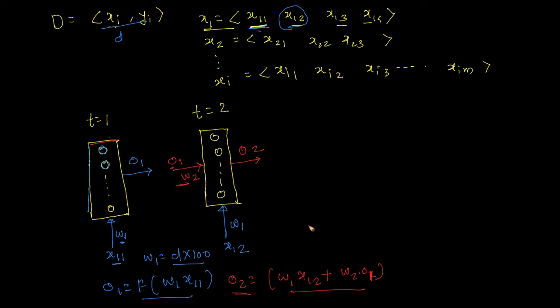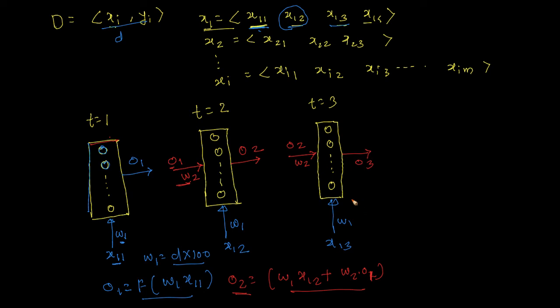Now, in the third step, at time equal to 3, to the same network, the same layer, again we will have 100 neurons here. Now what will I input to this? I'll input the third word here, with weight W1. And also I will input the output of the previous step, O2, with the same weight W2. So this neural network will produce output O3, and we can write the equation for O3 like this.